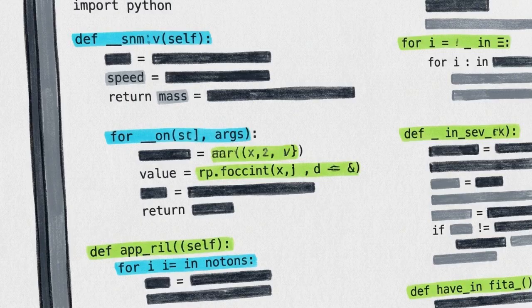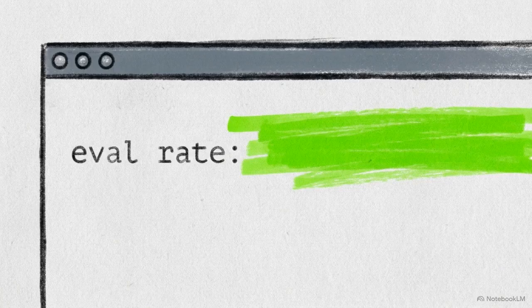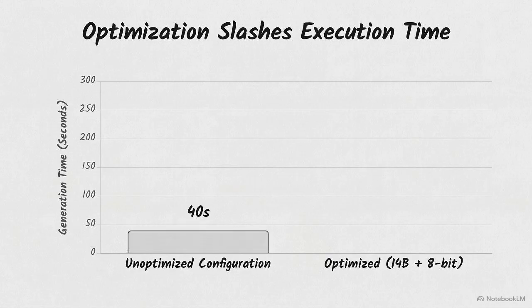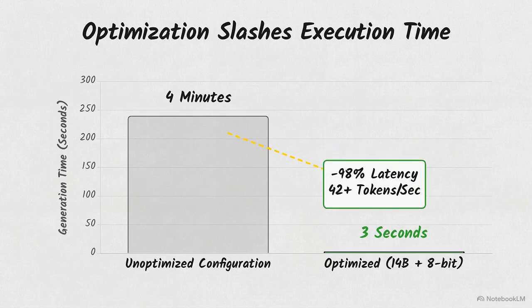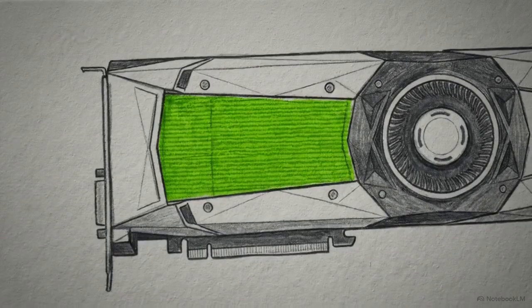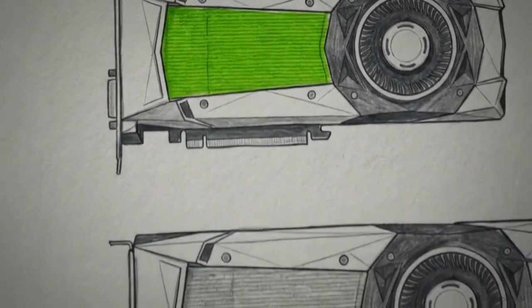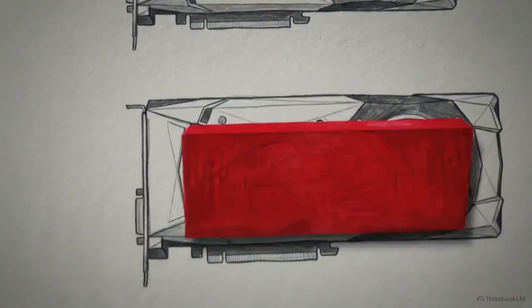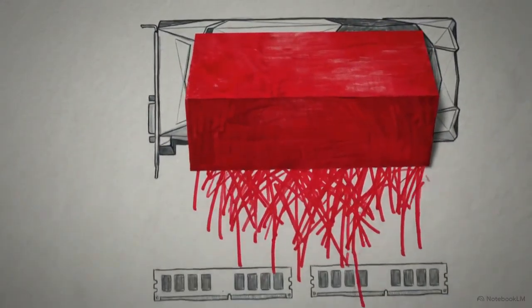With the KV cache constrained and the context focused, the local model outputs correct, unhallucinated Python code instantly. The verbose terminal output confirms a generation rate of over 40 tokens per second. A struggling 4-minute workflow full of errors drops to a clean 3-second execution. A 14 billion parameter model, fully contained in fast VRAM, outperforms a 35 billion parameter model that spills into slow system memory.